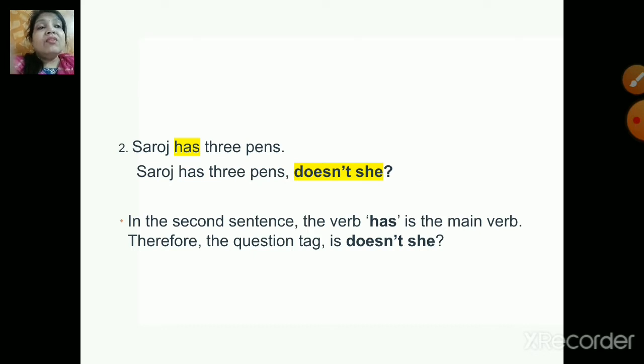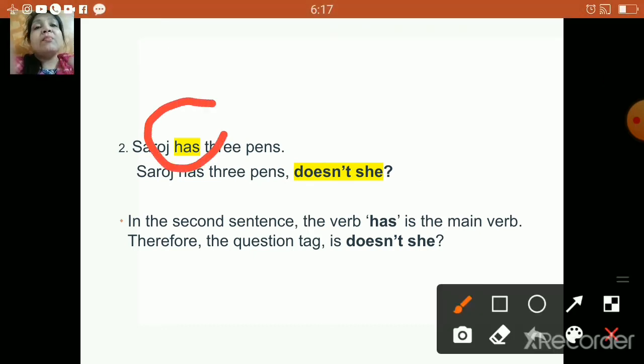Next one. In this sentence, Saroj has 3 pens. Over here, has is the main verb. The reason is it is showing possession. That means Saroj is having 3 pens. Over here, we have to use doesn't she. So, this is the rule, children. Whenever we come across has as a main verb, the question tag will be doesn't she or doesn't he, depending on the sentence.